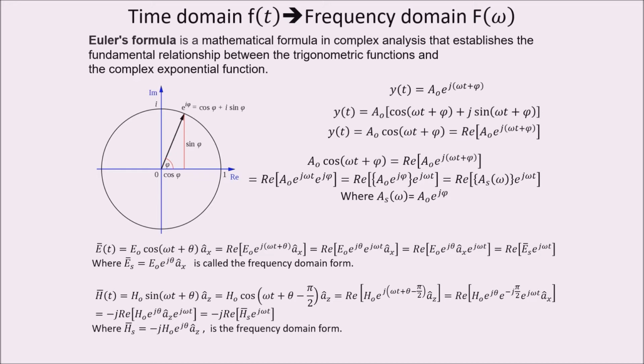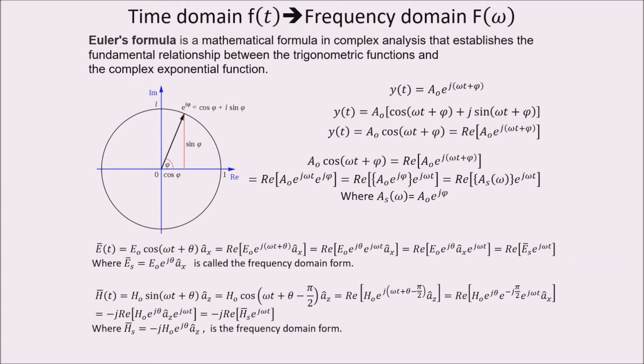So that is equal to Es, that is Es equal to E naught e to the power j theta a_x. Similarly, we can do the magnetic field expression H(t), which is in terms of sine omega t. So we convert it to cosine first. We write cosine omega t plus theta minus pi over 2. So we always convert a sine function to a cosine function by adding a negative pi over 2 phase angle, and then we replace it.